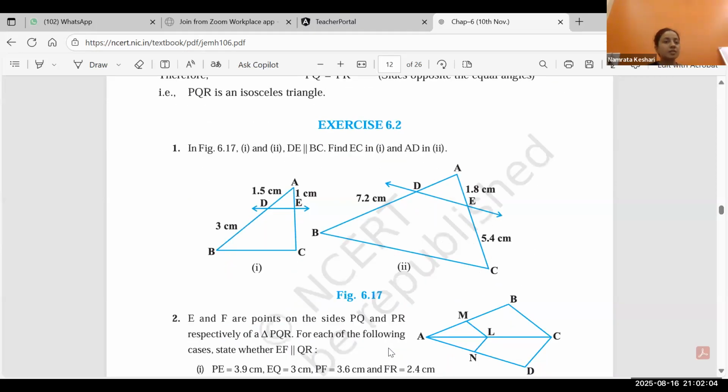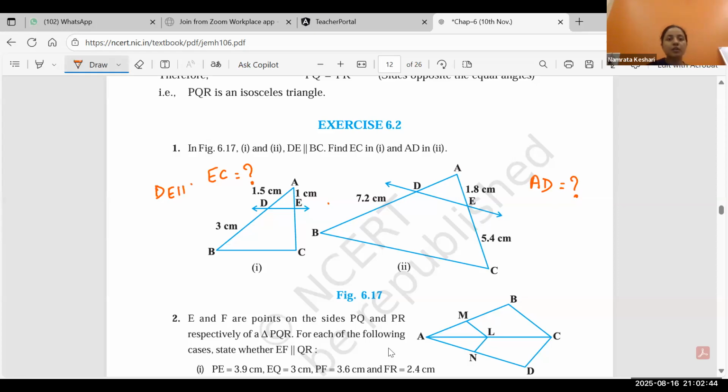Can you see the screen? Exercise 6.2, question number 1. In figure 6.17, 1 and 2, DE is parallel to BC. In both figures it is given that DE is parallel to BC. Find EC; from the first figure we have to find EC, and from the second figure we have to find AD. Keeping in mind that DE is parallel to BC.